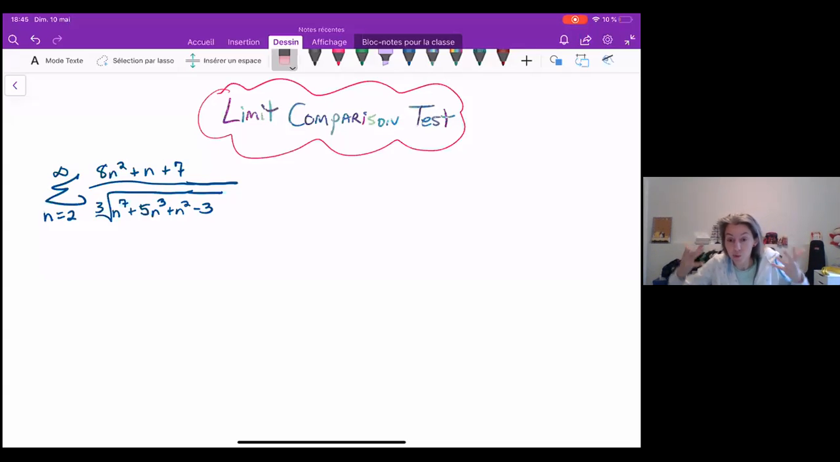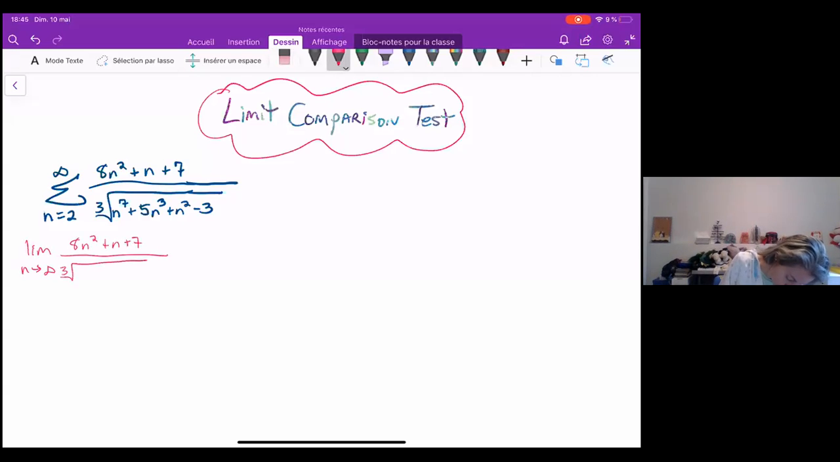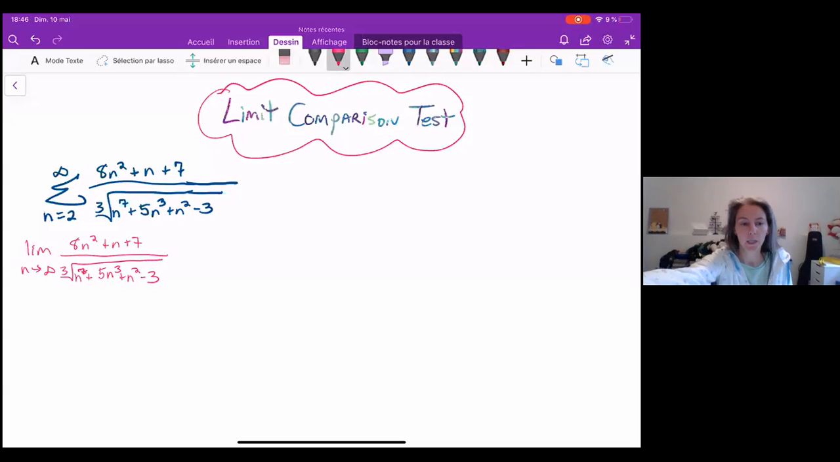As usual, we want to start off with a test for divergence. So we're taking the limit as n goes to infinity of 8n squared plus n plus 7 over the cubed root of n to the 7th plus 5n cubed plus n squared minus 3, and we can take the big stuff.